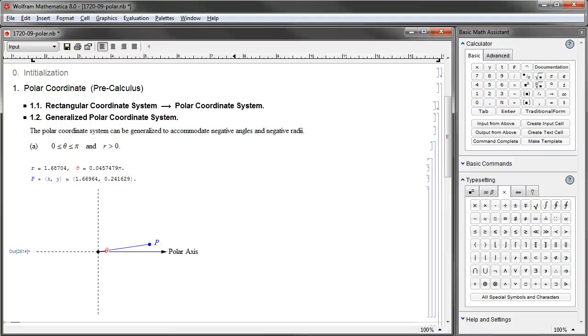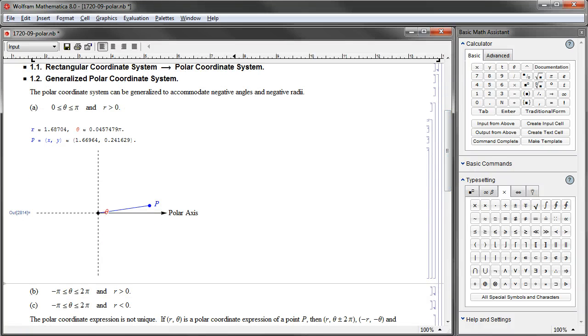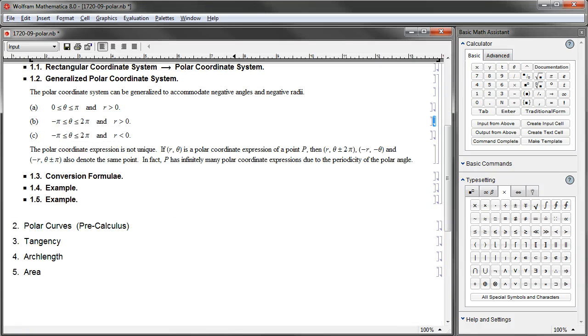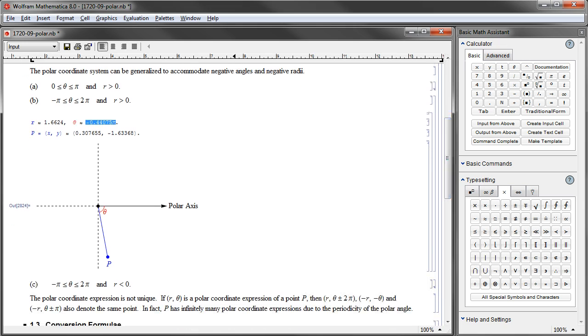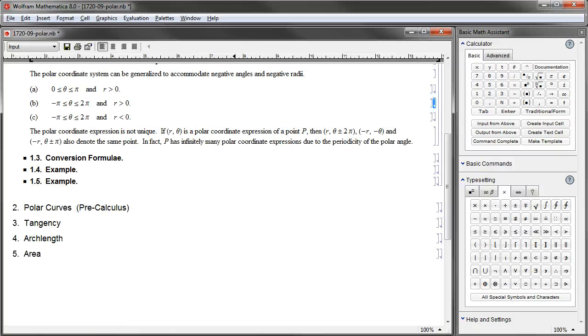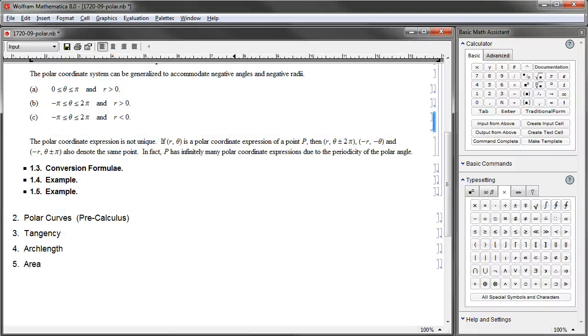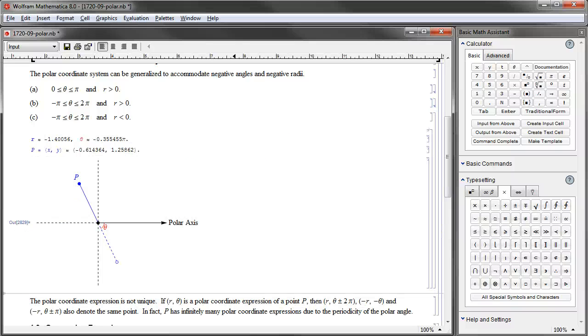What do you mean by that? Well, this is a standard case. And if I randomize more, I can accommodate negative theta value. Theta is not just 0.4475 times pi, but negative of that, so we measure it clockwise. That was relatively easy to understand. Negative r value is a little bit more difficult to see.